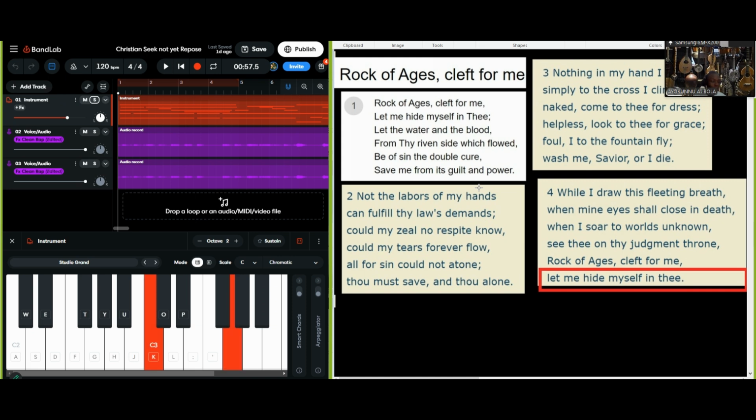Not the labors of my hand can fulfill thy love's demand. Could my zeal no respite know? Could my tears forever flow? All for sin could not atone. Thou must save.